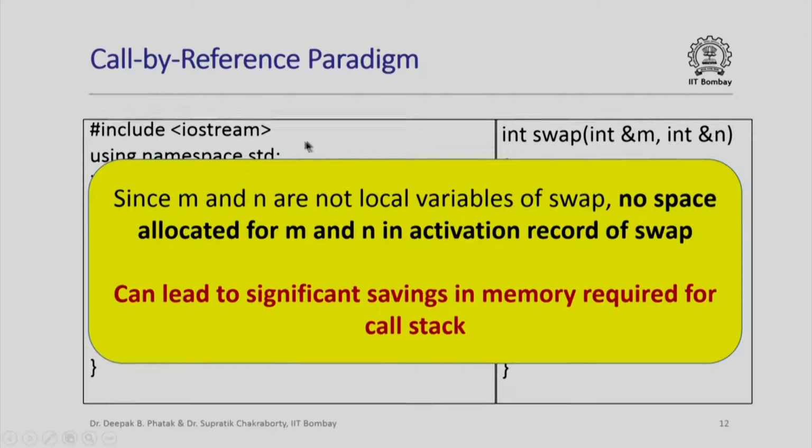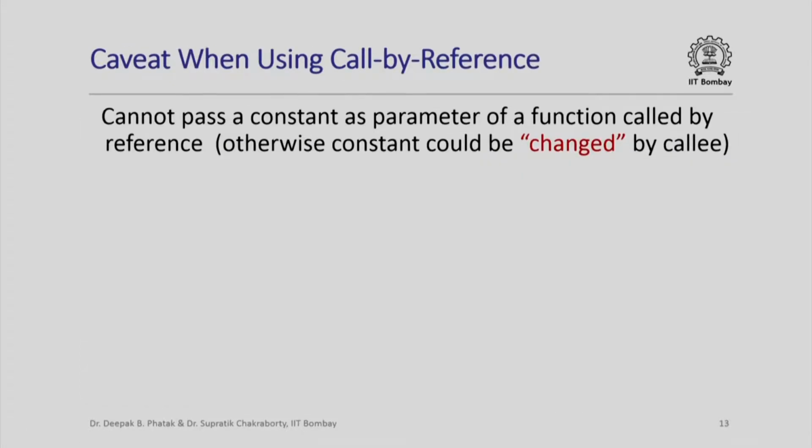So this is also what is called call by reference paradigm, and note that since m and n are not local variables of swap, no space will be allocated for them in the activation record of swap, and this can indeed lead to significant savings in memory required for the call stack when you have deeply nested function calls, because you have less space to allocate in the activation record of a function. Now there are certain caveats when using call by reference as well.